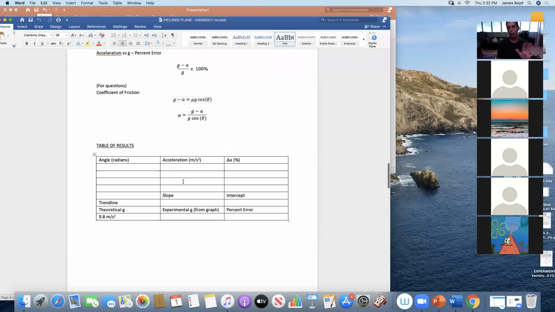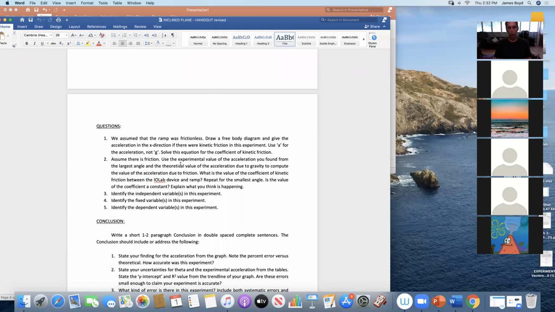I'm assuming everyone has that, but that's not too hard. I hope it's not too hard. So that leaves us with the questions. And the questions are somewhat easy, except for the first two. So I'm going to talk about 3, 4, and 5 first.